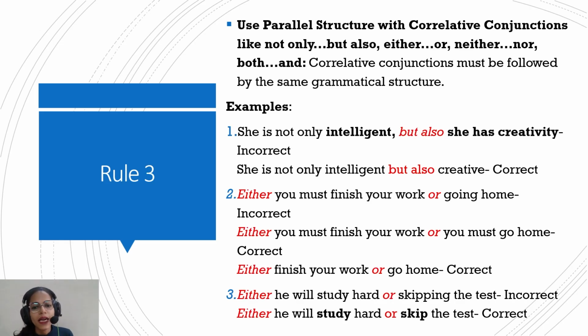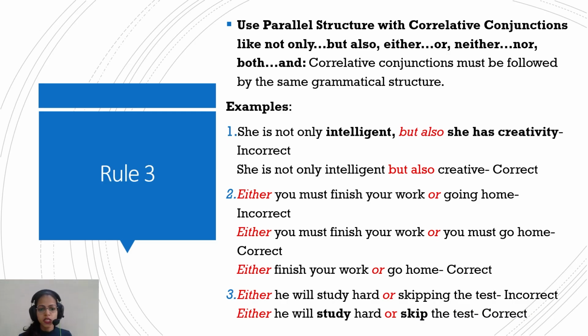Rule 3. Use parallel structures with correlative conjunctions: not only but also, either or, neither nor, both and. So again, these are correlative conjunctions. So either or, neither nor. So they add two phrases that are related to each other. So they should always be in parallel. So let's see how. She is not only intelligent, but also she has creativity. So first we see that not only and but also are adding two phrases. These are the bridges that are adding a sentence describing her intelligence and a sentence describing her creativity. So this is your correlative conjunction.